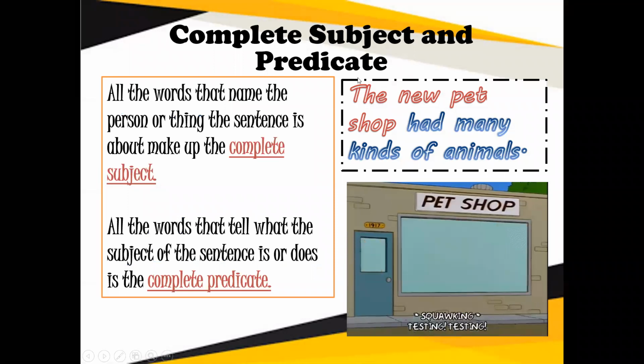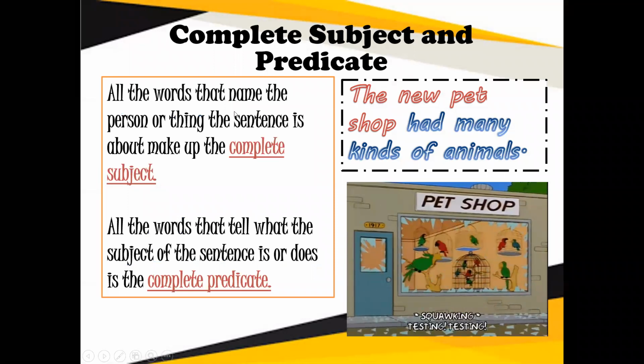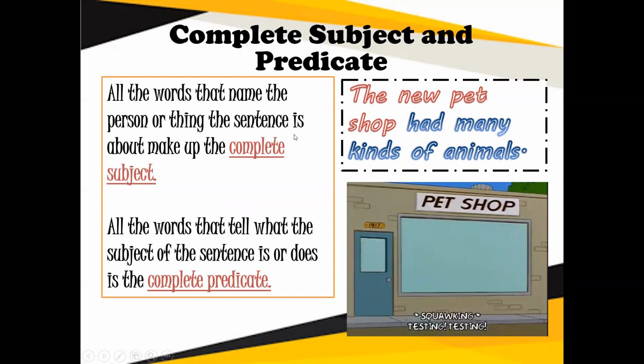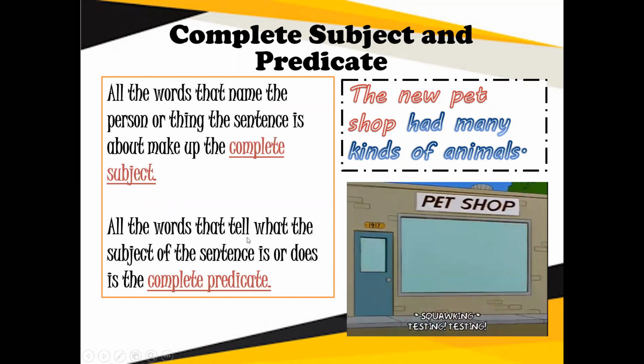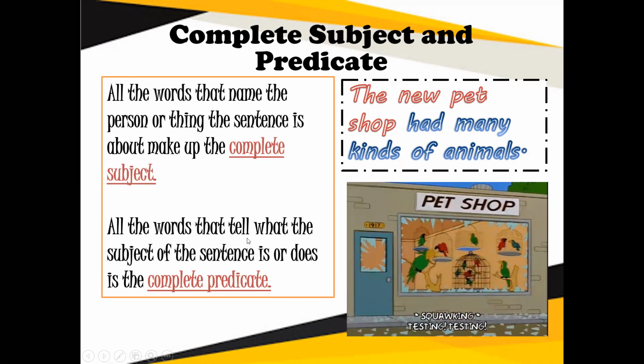Next, let's go to complete subject and complete predicate. All the words that name the person or thing the sentence is about make up the complete subject. And all the words that tell what the subject of the sentence is or does make up the complete predicate. This time, you're not just talking about one word. You're talking about that main subject and main predicate plus all the words that come before or after them.